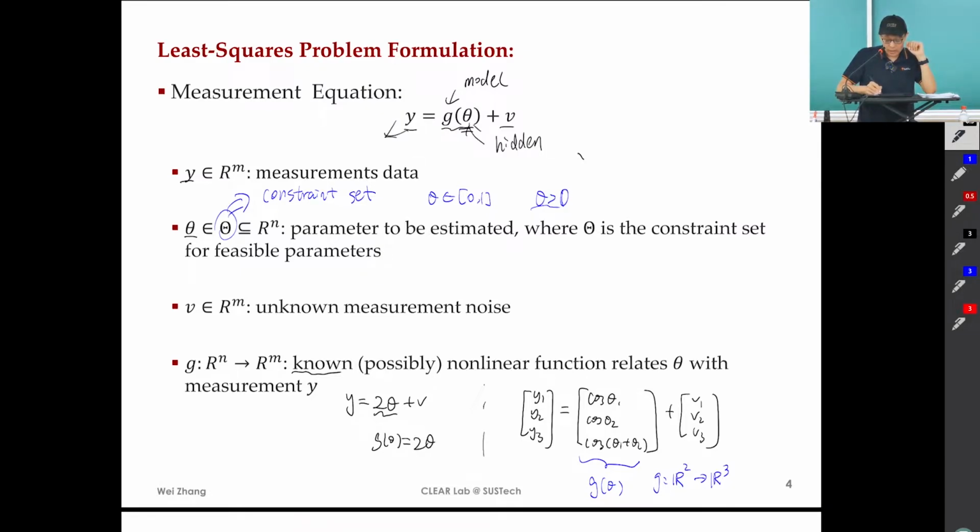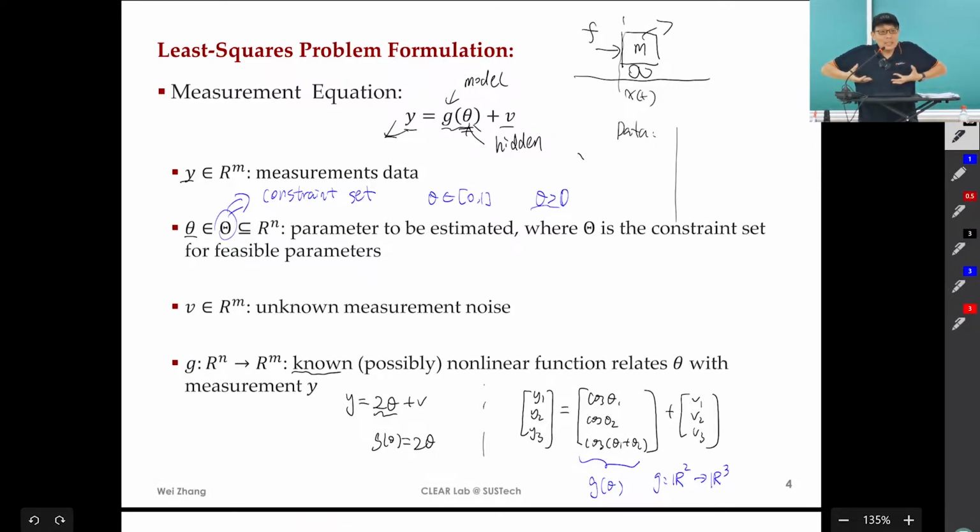So I can give you a quick example. Suppose you have a cart with a mass. You don't know the mass, the m, but you can take a measurements. For example, this is the force you applied. Maybe this is the position, xt. Suppose I don't have a scale. I cannot measure how heavy the cart is. That's the hidden variable to me.